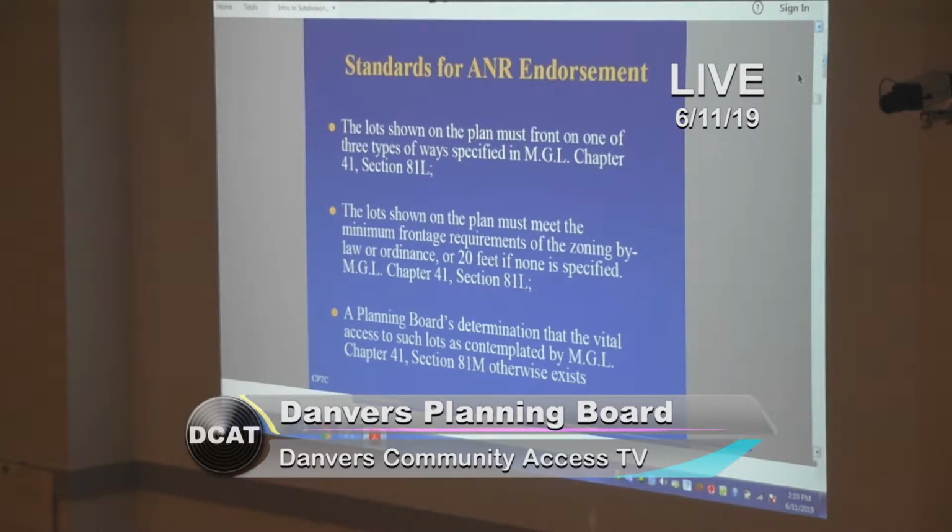So we've talked about the lots fronting on one of the three types of ways. Each lot has to have the minimum amount of frontage required under your bylaw, or there's this catch-all if there's no frontage requirement under your bylaw, and I doubt you have that. There's some towns in Western Mass that have no frontage requirements in particular districts, but I doubt you have that in your bylaw. If you did, then it would be 20 feet. And you have to make a determination that vital access exists.